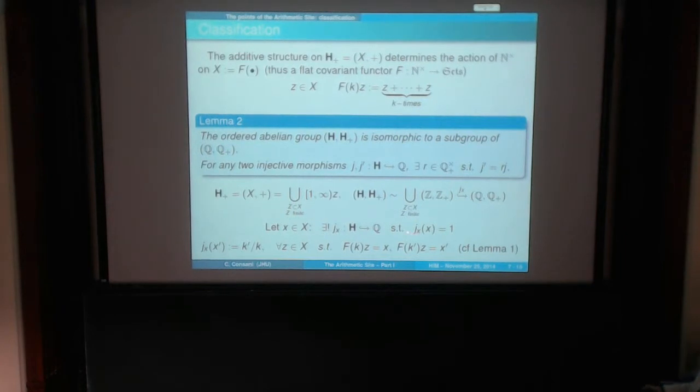Yes, indeed. Yes, left and right exact. And then there is a theorem which says that if you have a flat functor, then it is equivalent to say that it is filtering.